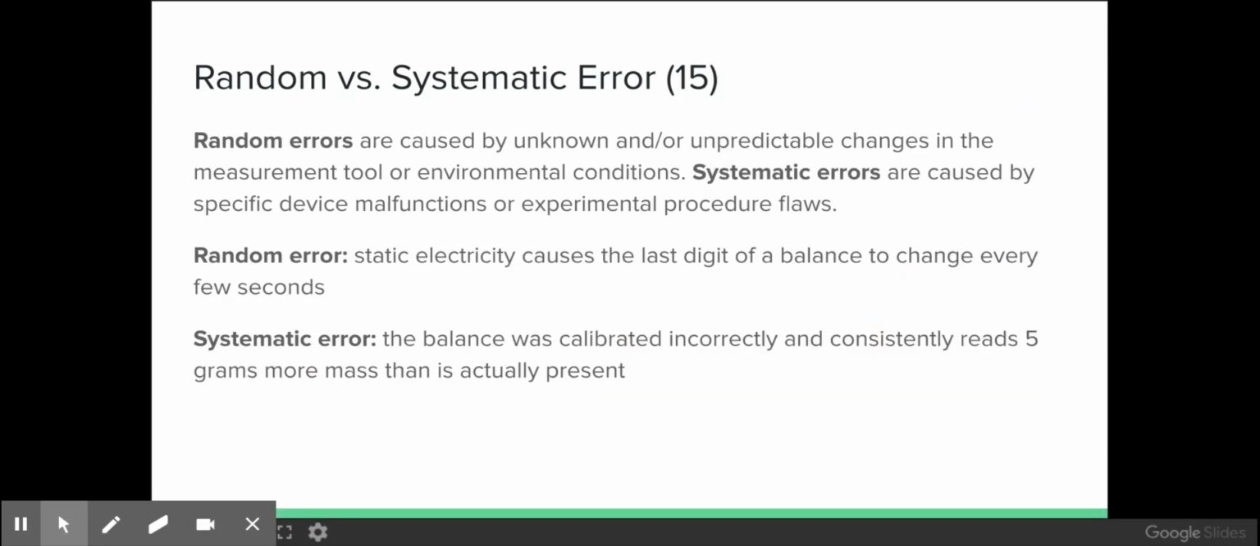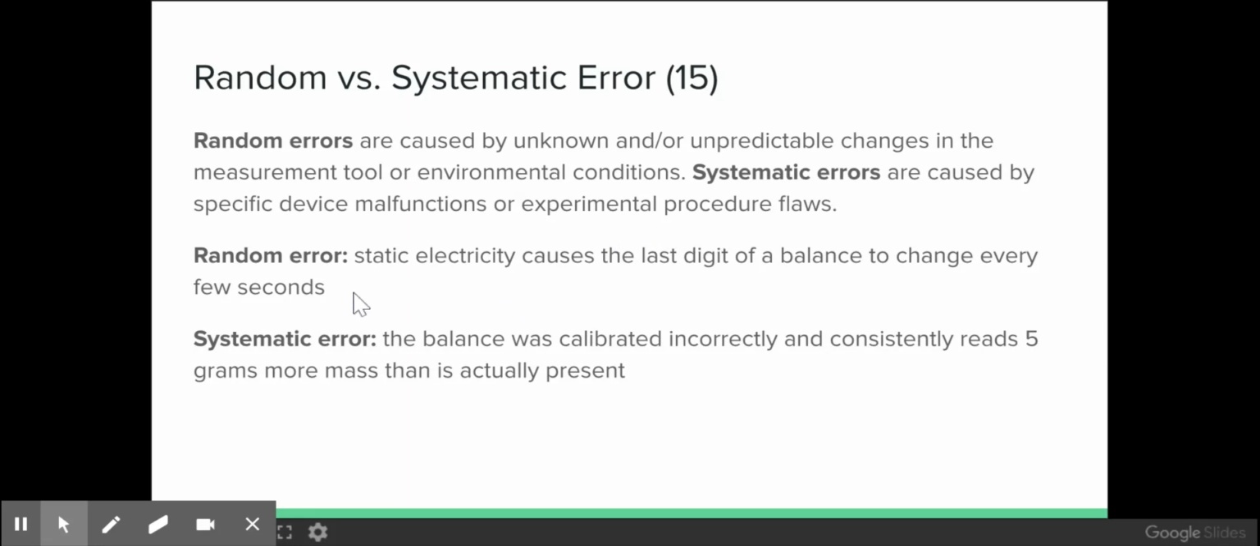There's two types of errors that can introduce variance in our data, random errors and systematic errors. Random errors are caused by unknown and unpredictable changes in the tool or in the environmental conditions. Systematic errors are things that we can control a little bit more because they can be caused by specific device malfunctions or actual mistakes in our procedure.